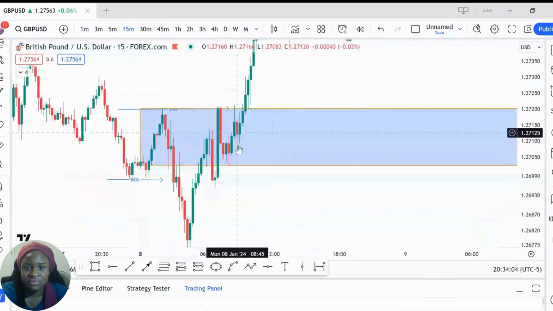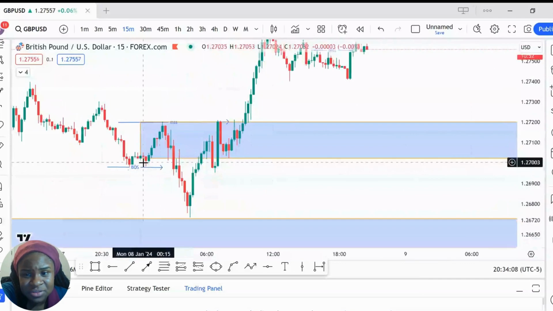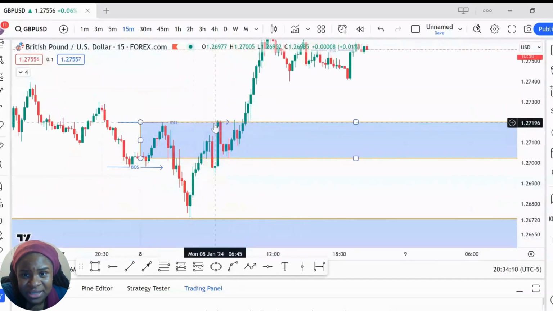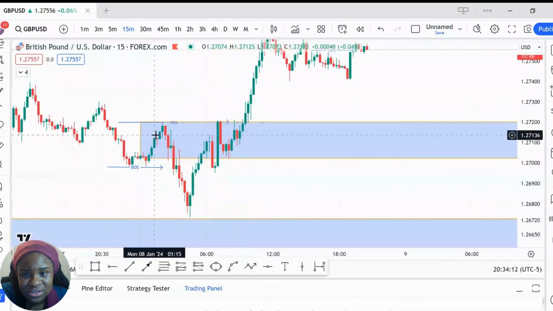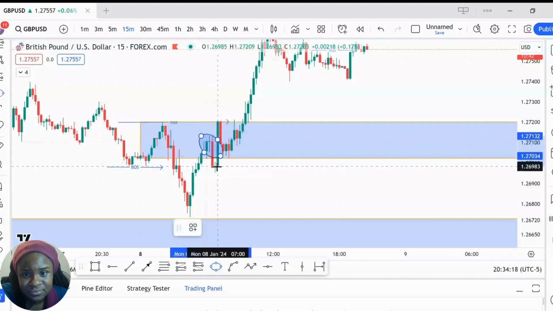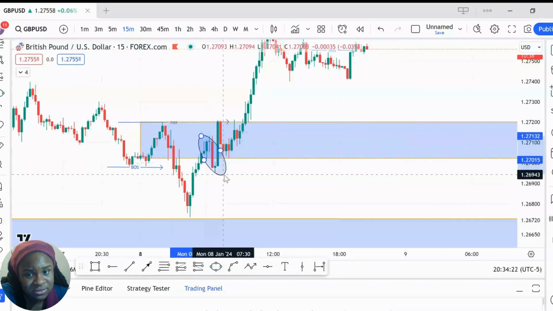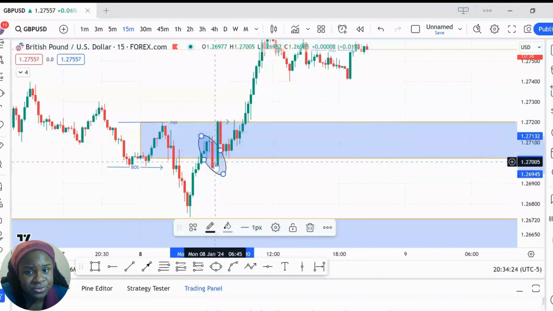Now my zone for my 1 hour zone on 15 minutes. If you can see it here, there was a break of structure here. The market tried to mitigate this zone and it did not work. Can you see it? This was the zone that the market wanted to use to mitigate it, and it did not work. That's where our mitigation zone comes in.